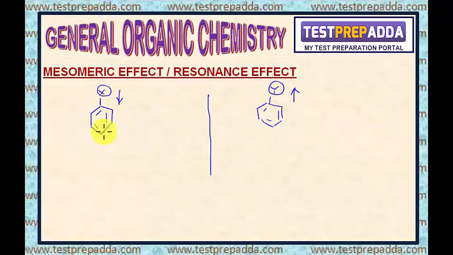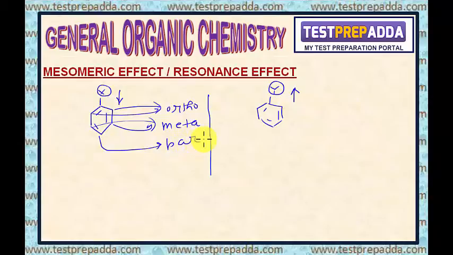With respect to the benzene ring, these two positions are known as ortho positions. These two positions are known as meta positions, and this position is known as para position with respect to group X or Y. So what is happening in the first case? The electron density increases here, here, and here.